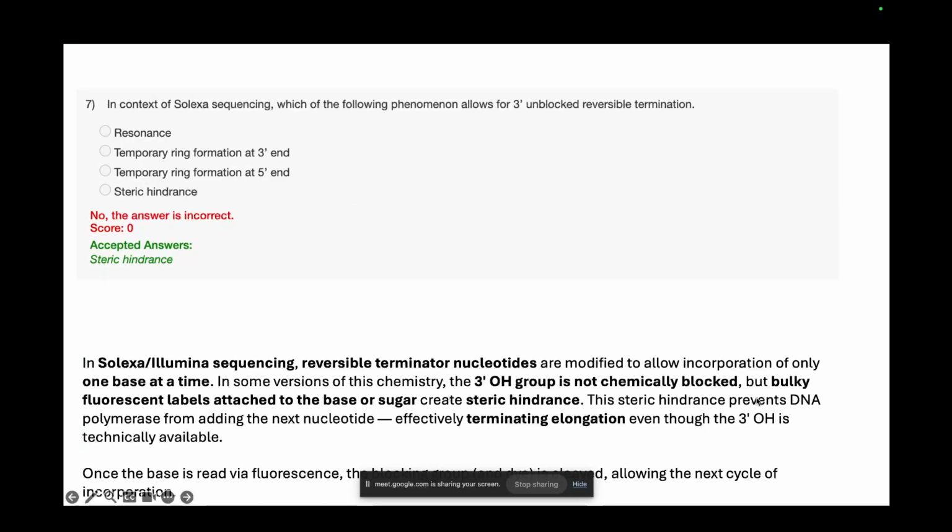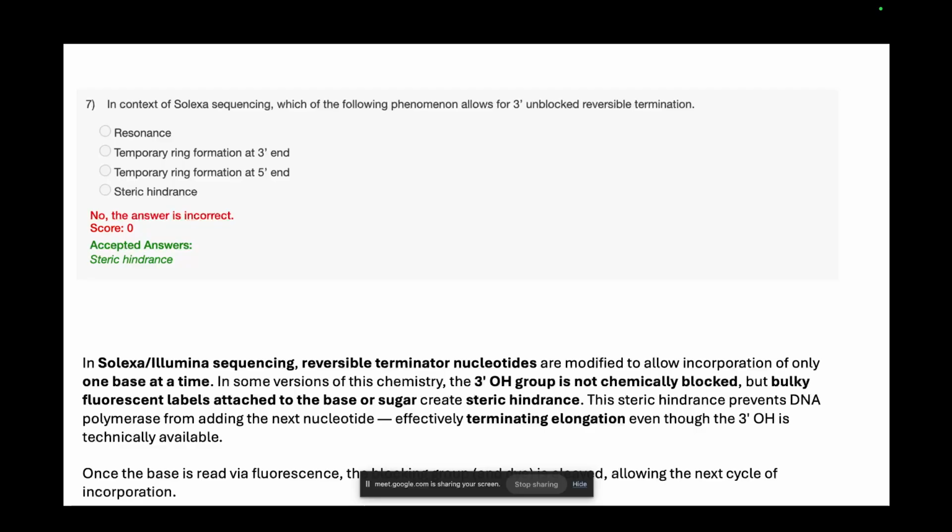Yeah, the answer is steric hindrance. Basically, Solexa is basically Illumina sequencing, it's the same thing. The reversible terminator nucleotides are modified to allow incorporation of only one base at a time. In some versions of this chemistry, the 3' hydroxyl group is not chemically blocked, but a bulky fluorescent label is attached to the base of the sugar, which creates this steric hindrance.